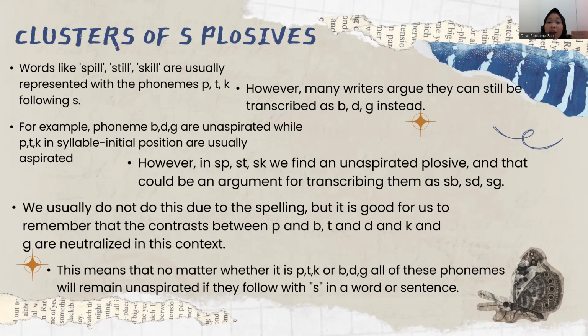However, again, in sp, st, sk, we find an unaspirated plosive, which could be an argument for transcribing them as sb, sd, and sg. Okay, we usually do not do this due to the spelling, but it's good for us to remember that the contrast between p and b, t and d, and k and g is neutralized in this context. This also means that no matter whether it is p, t, k or b, d, and g, all of these phonemes will remain unaspirated if they follow s in a word or sentence.